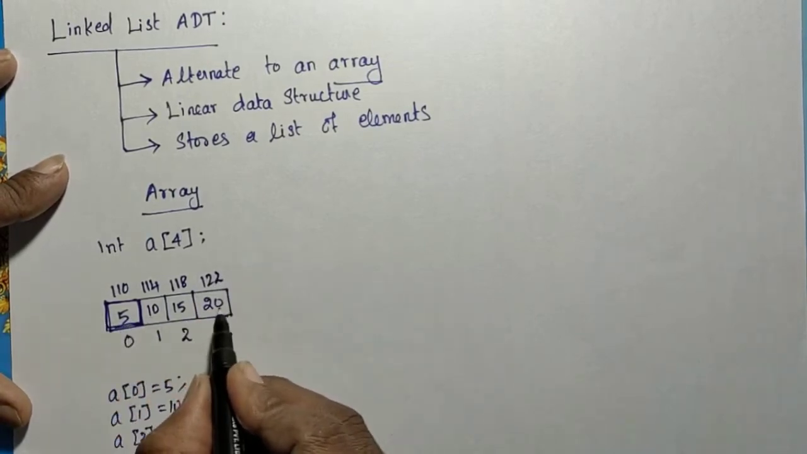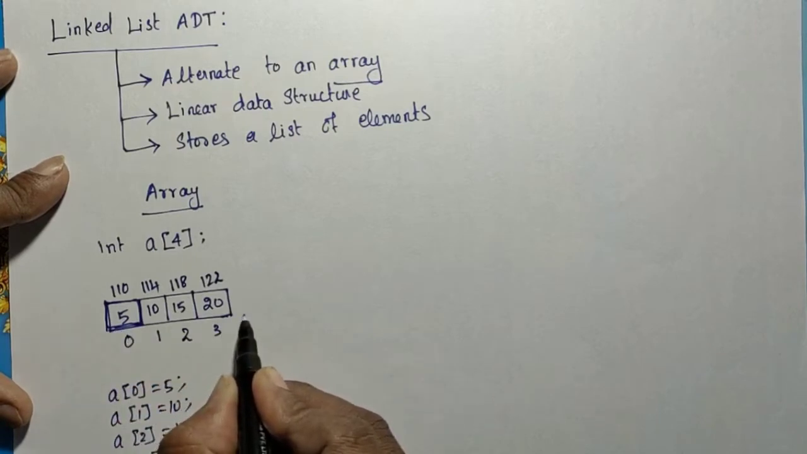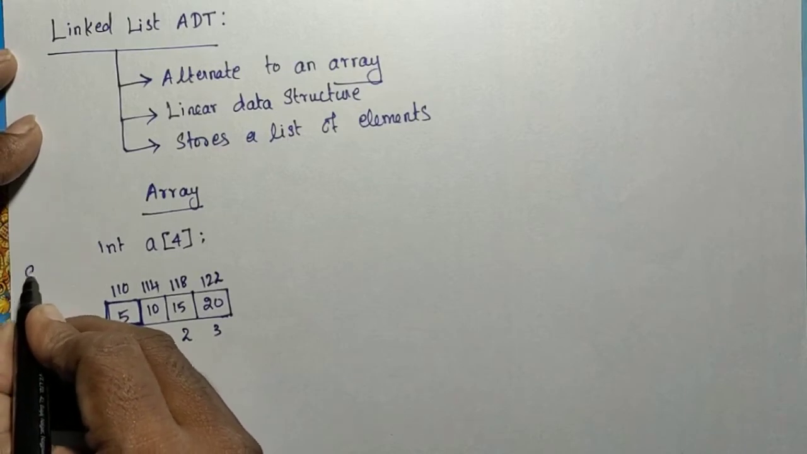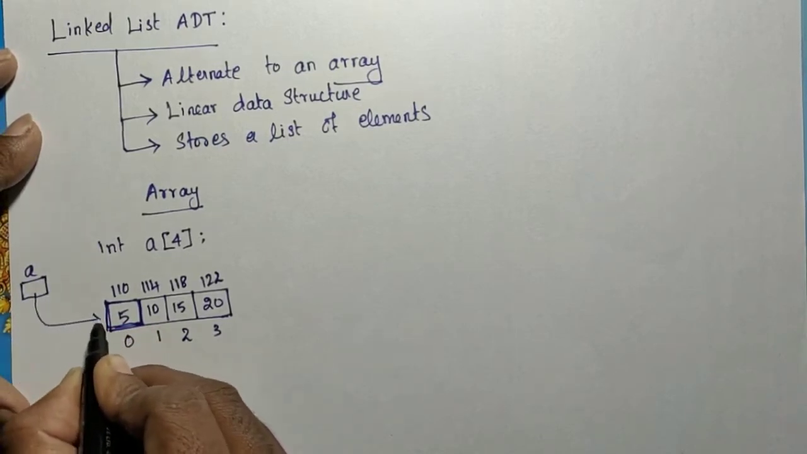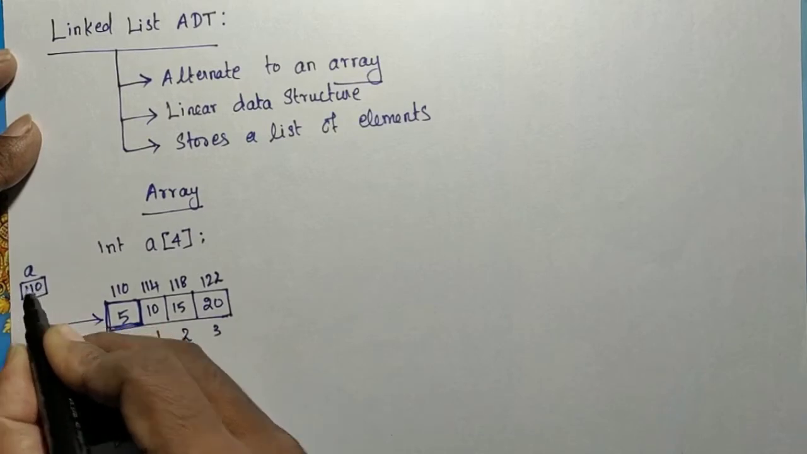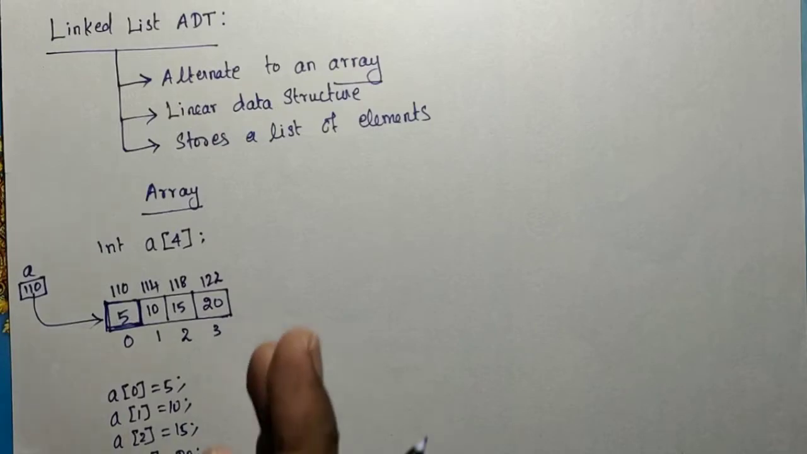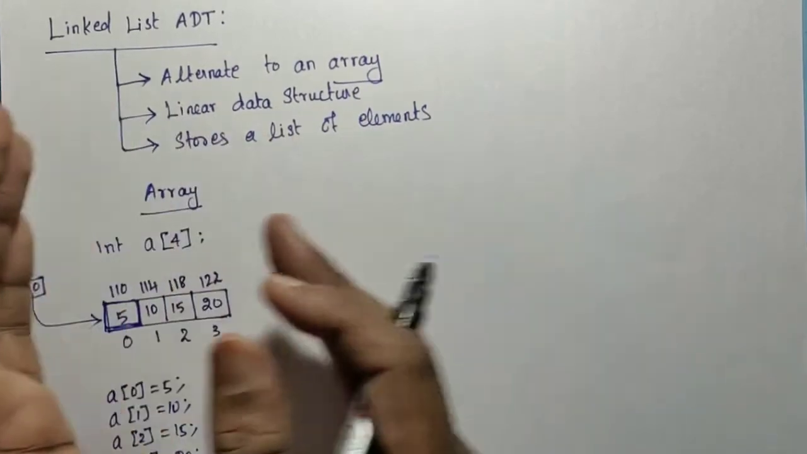So 4 into 4, 16 bytes of memory locations will be created continuously, starting from 110. That array name A contains the address of the first element, that is 110. So this is the memory structure for an integer array. Like this, if you want to store the same 4 elements in a list, how will it be stored?